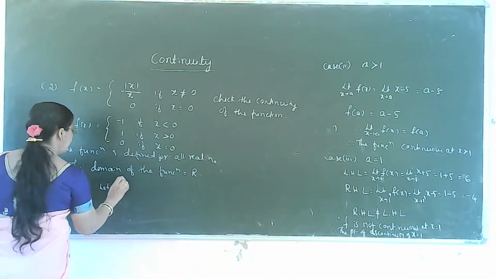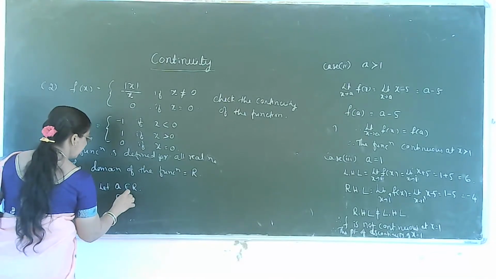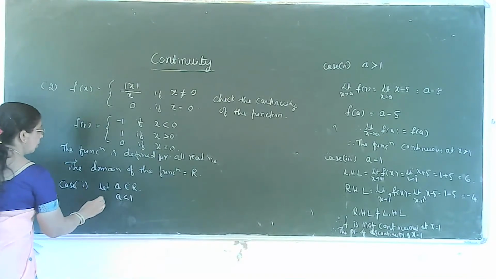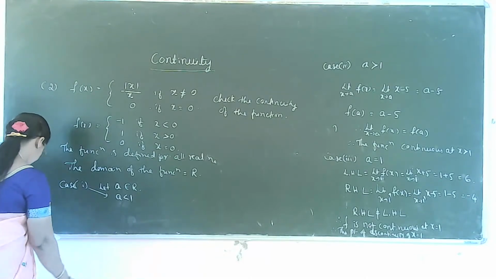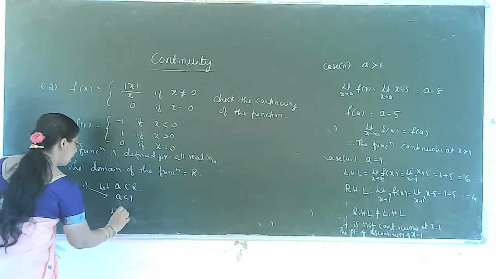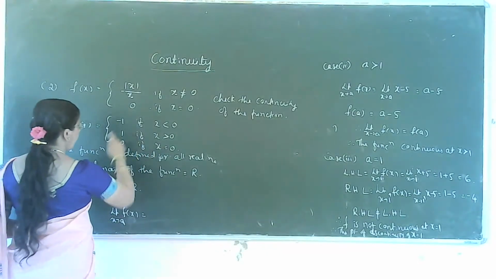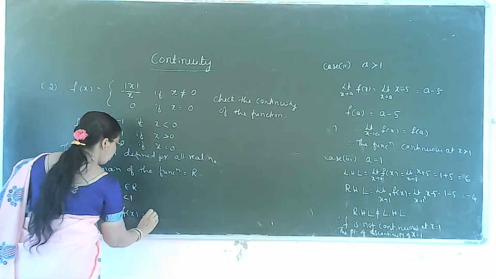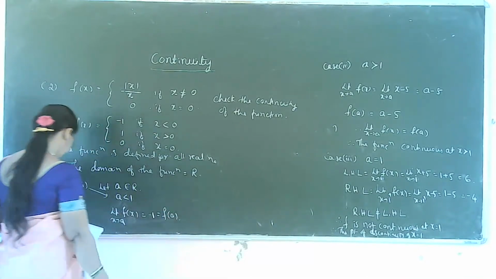Case 1: let a be a real number, a belongs to R. Let a be less than 0. Then the limit of x tends to a, f of x is equal to minus 1, which is equal to f of a also.